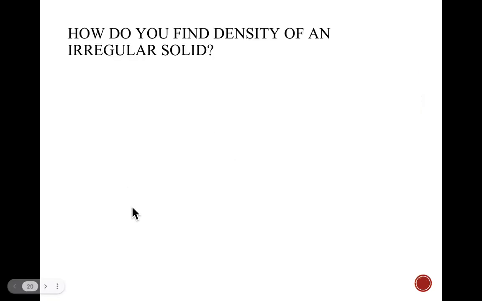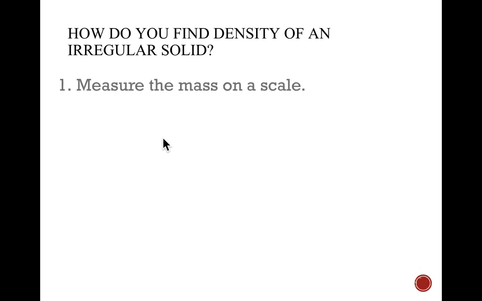Okay. Now, another thing you're going to have to do in the lab is find the density of an irregular solid. Obviously you've learned your geometry, and if you have a regular solid, like a cube, you can find volume by measuring length times width times height. But what if the object is irregularly shaped and it's harder to find the volume? Well, the first thing you'll do is weigh it, because you do need the mass, and that's pretty easy to do if it's a solid.